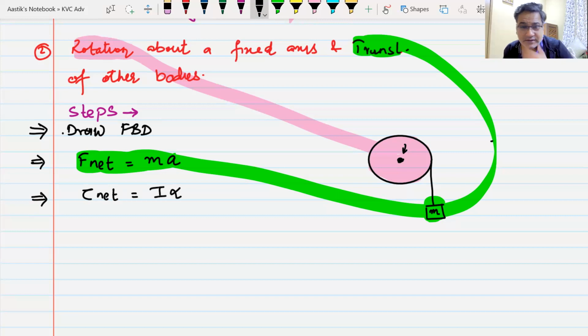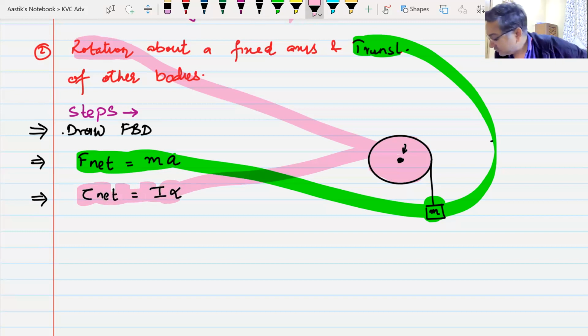So from this you will get a few equations. But again, there will be a small problem. What will be the problem? The problem would be this alpha and this a. You have to establish the relation between this alpha and a. Now, how would you establish the relation between alpha and a?